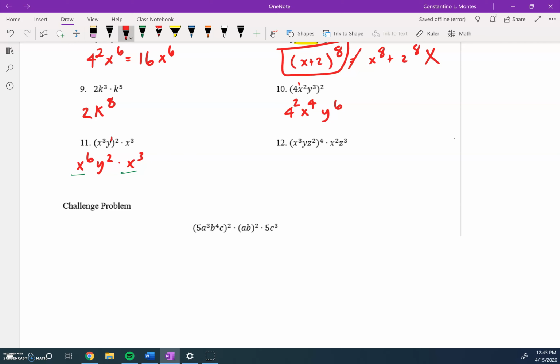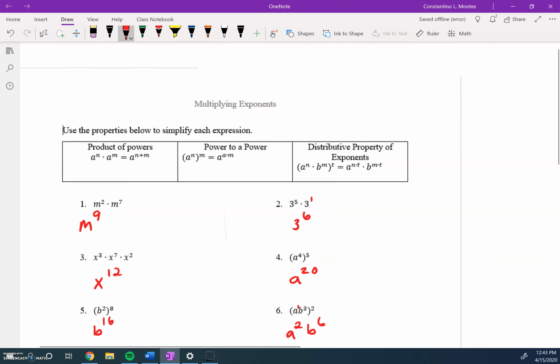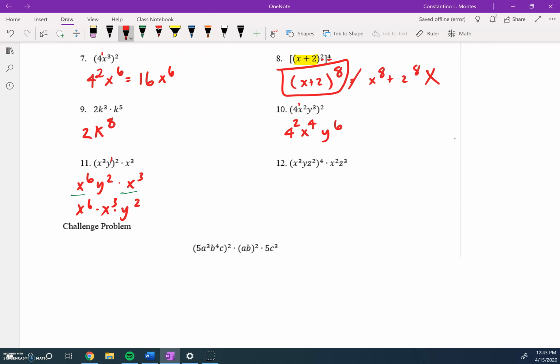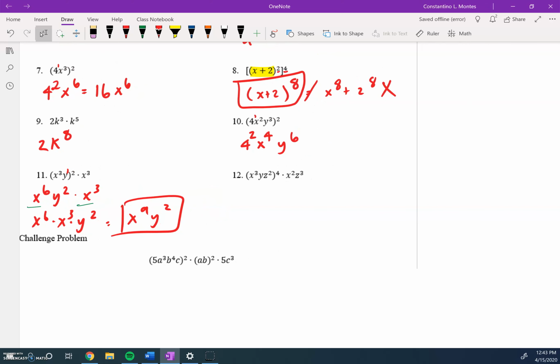So what I'm going to do is rewrite this as x to the 6th times x to the third, y times y squared. The reason I rewrote it is just to make it a little more obvious what pieces go together. So x to the 6th times x to the third, that's a product of powers. So we're going to add those exponents. So I end up with x to the 9th y squared. Done.